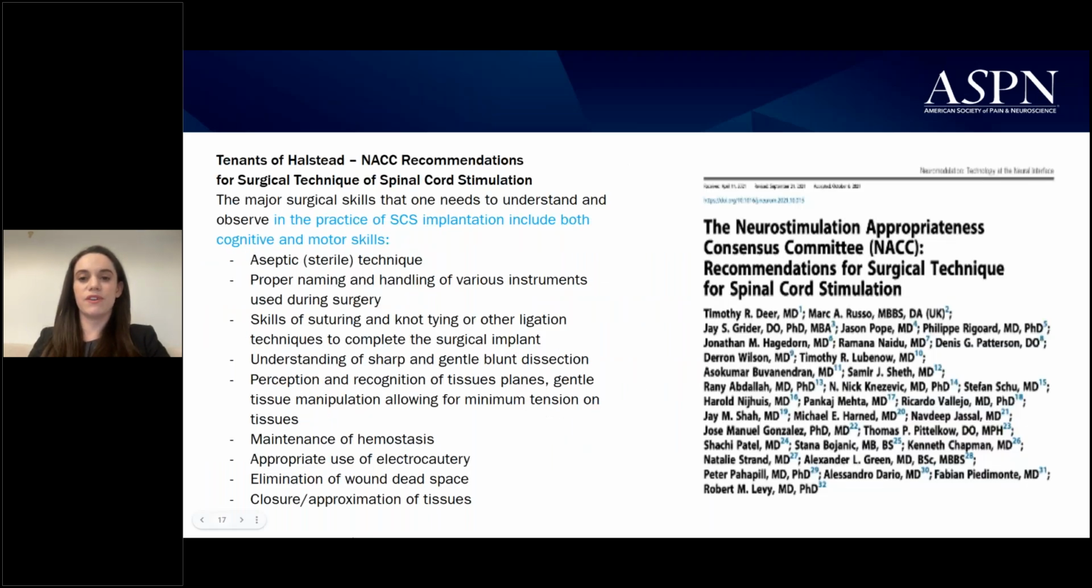So these principles of Halsted are still used today. The Neurostimulation Appropriateness Consensus Committee released their most recent recommendations for surgical technique for spinal cord stimulation in January of 2022. And this reflects many of the key principles of Halsted and also includes proper naming of instruments, suturing and knot tying skills, and the appropriate use of electrocautery. Next slide, please.